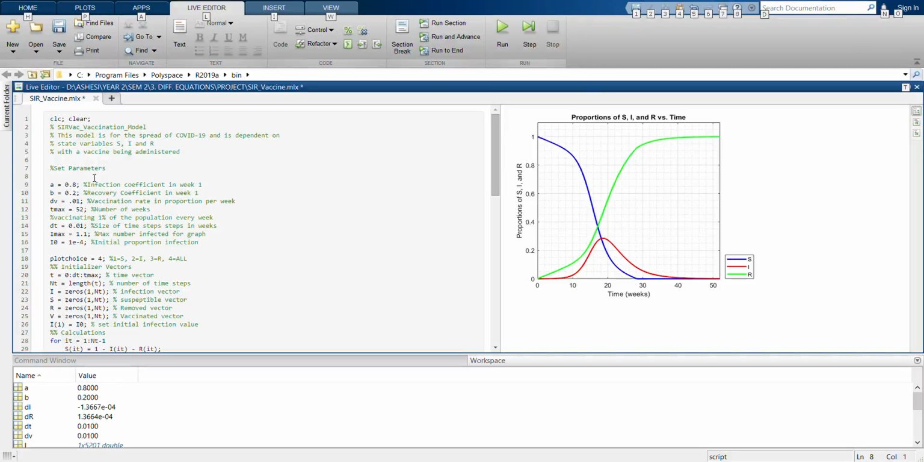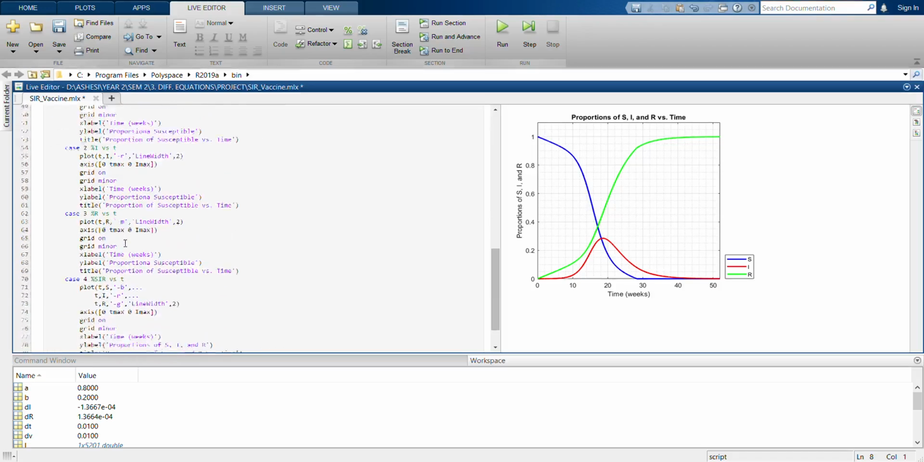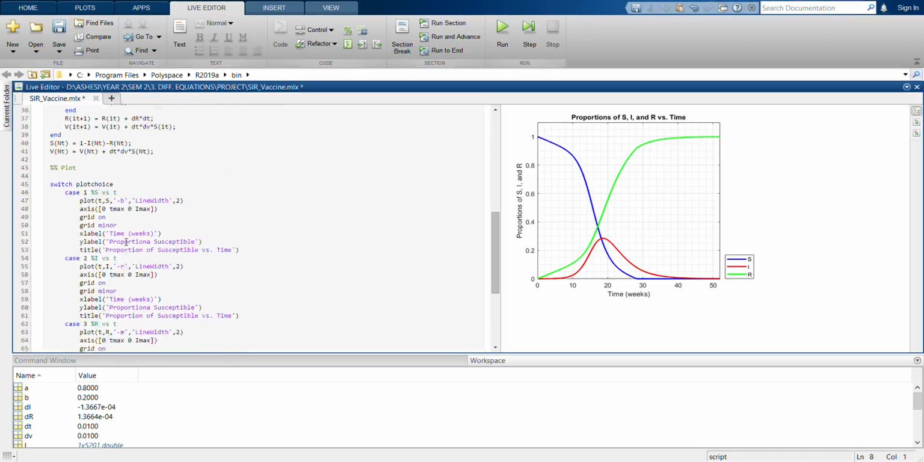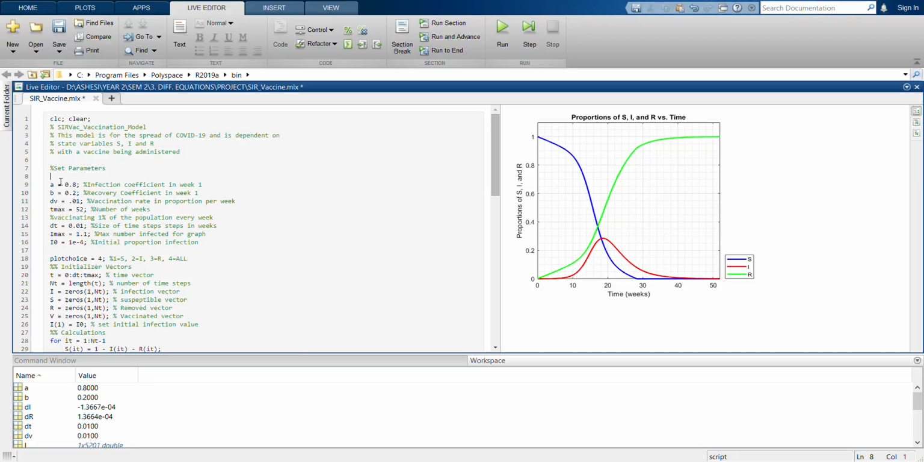Welcome to our differential equations and numerical methods modified COVID-19 model. This model is an SIR with vaccine model. This model is for the spread of COVID-19 and is dependent on the state variables S, I, and R, with the vaccine being administered. Due to time factor, we may not be able to go through the whole code. Nevertheless, the equations used to generate the code are well explained on our website.